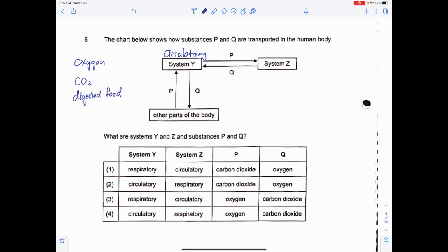These are the 3 primary ones, and sometimes even waste products. Which of these will come out from other parts? Can it be oxygen? No. Your body doesn't produce oxygen. Can it be digested food? But if it's digested food, it should be from the digestive system, and not from every single part of the other parts of the body. How about carbon dioxide? Yes, makes sense.